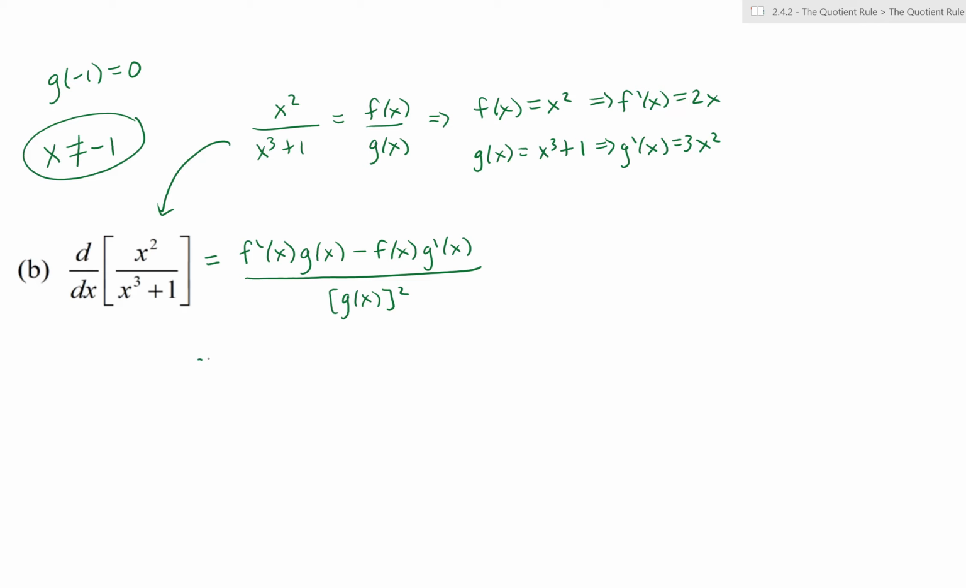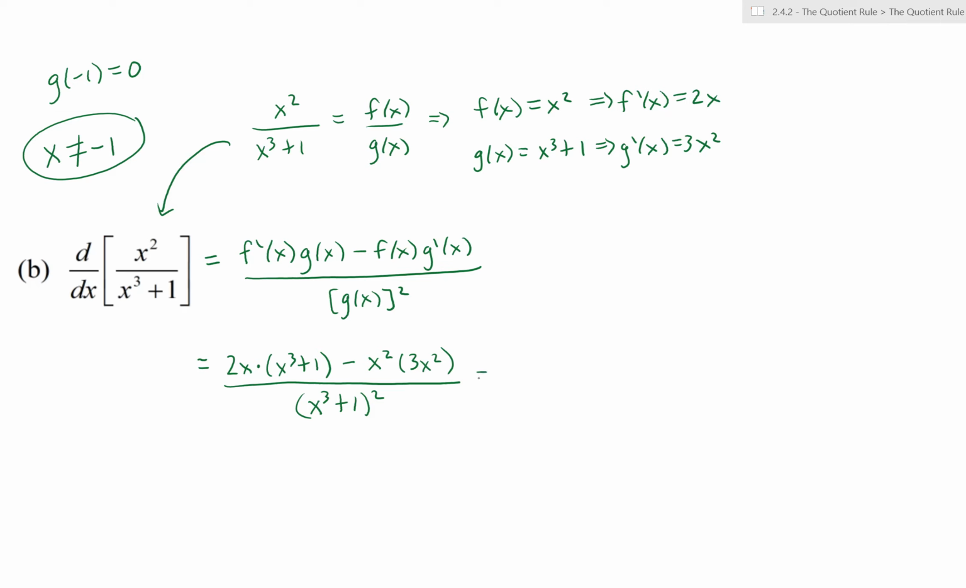And then we'll replace all our different terms here. So f prime, 2 times x, times g of x. G of x was the quantity x cubed plus a 1, minus f of x, x squared, times g prime of x. That was a 3x squared. And then all of this is divided by x cubed plus 1, g of x, quantity squared.